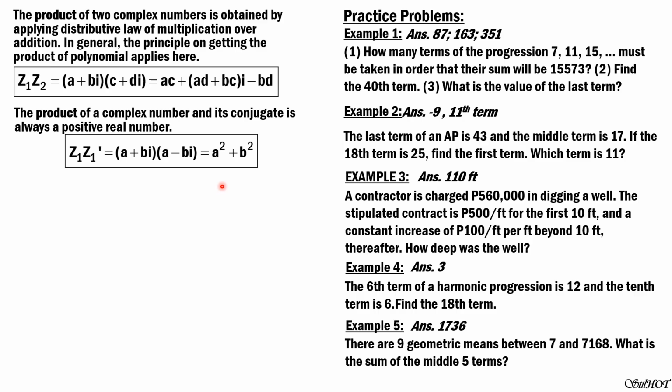So that's the reason. Then division of complex numbers is done by multiplying the numerator and the denominator by the conjugate of the denominator.